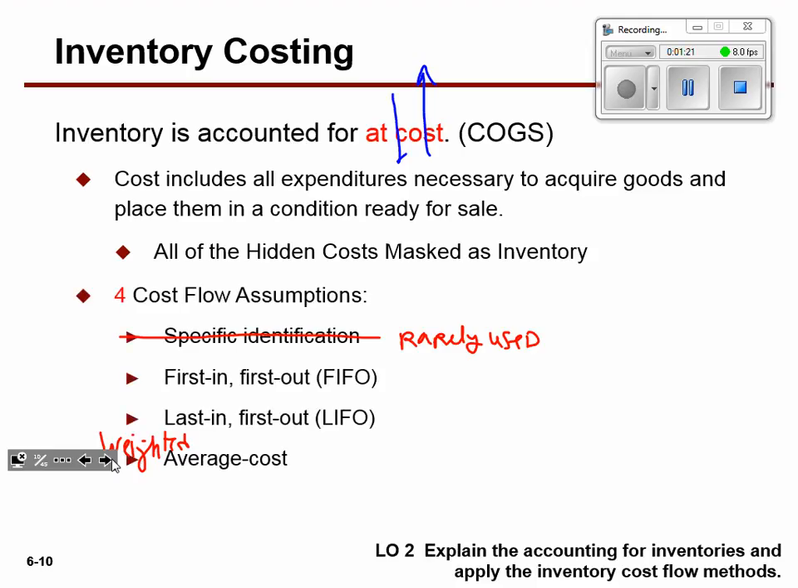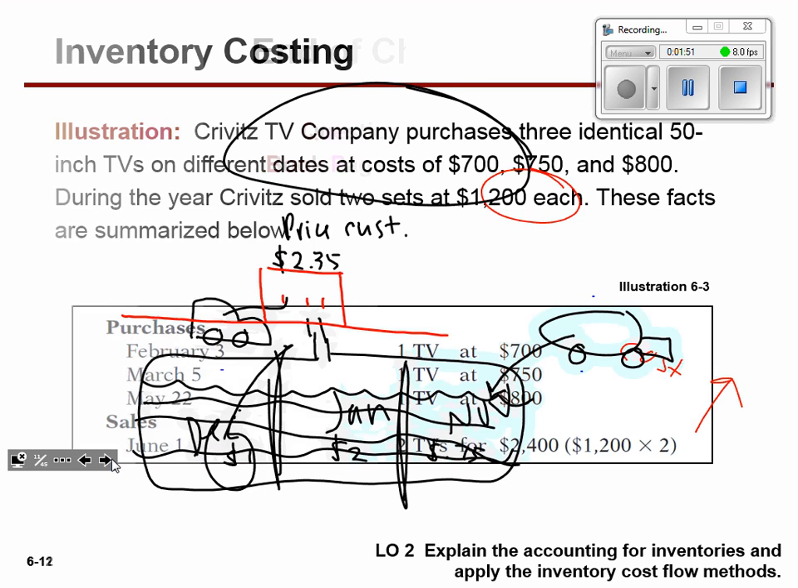The 4 cost flow assumptions, so the 4 ways to tackle which cost we're going to apply to COGS, are the 4 that are listed there. I want to quickly talk about specific identification, but know that it's rarely used. And then I'm going to focus today on FIFO, applying the cost of what we first did, hence the name first in, first out. We're going to apply those costs that first came in. So I'm going to zip ahead.